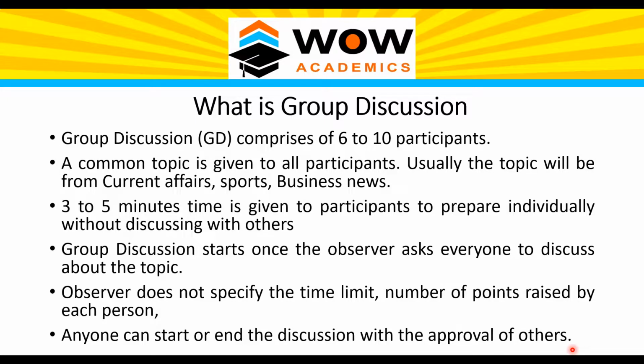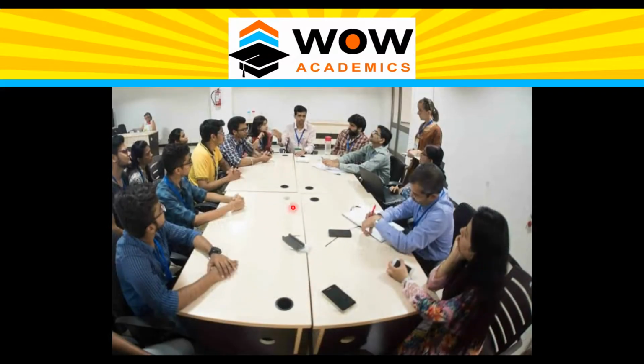We'll look at how an ideal group discussion setting will be. This is an ideal group discussion setting. Look at the number of people here. There are around 10 people here. Group discussions will vary from somewhere between 5 people to even 15 people. It depends upon the observer, how many people he wants in a group discussion. Usually they will sit at a round table like this, so that they could see each other and discuss. And in every group discussion there will be an observer.